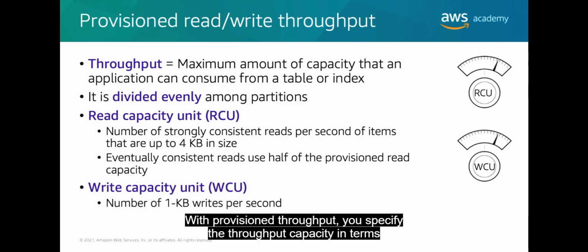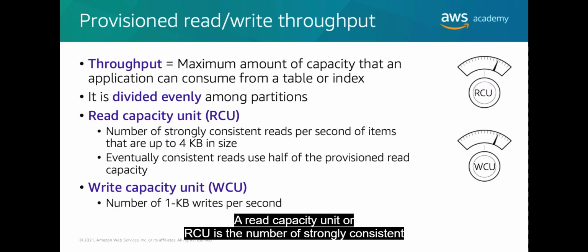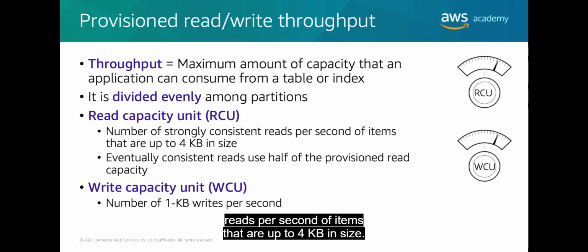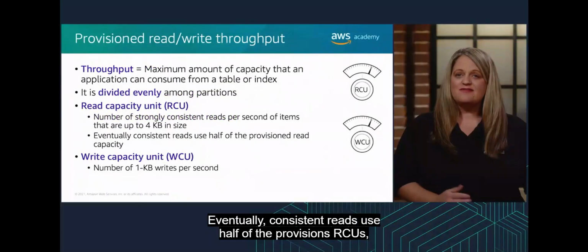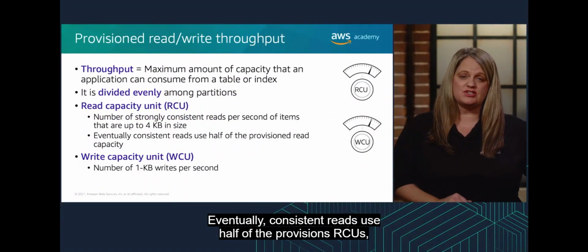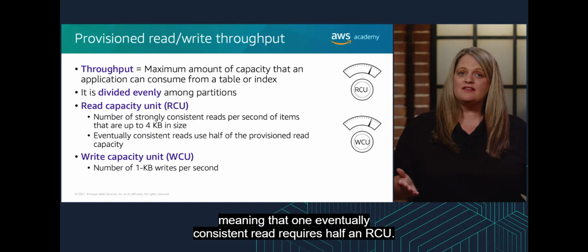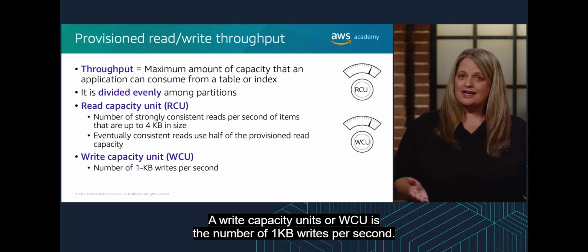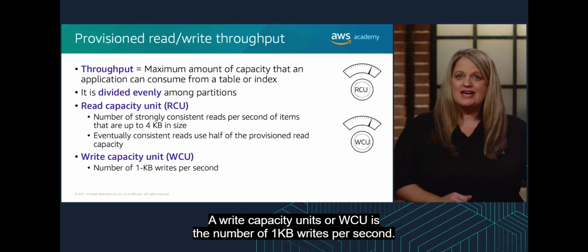With provisioned throughput, you specify the throughput capacity in terms of read capacity units, called RCUs, and write capacity units, called WCUs. A read capacity unit, or RCU, is the number of strongly consistent reads per second of items that are up to 4 kilobytes in size. Eventually consistent reads use half of the provisioned RCUs, meaning that one eventually consistent read requires half an RCU. A write capacity unit, or WCU, is the number of 1 kilobyte writes per second.